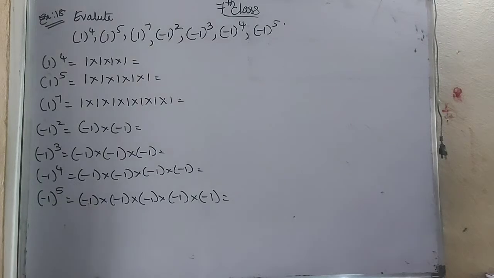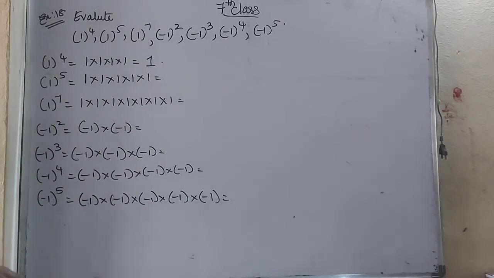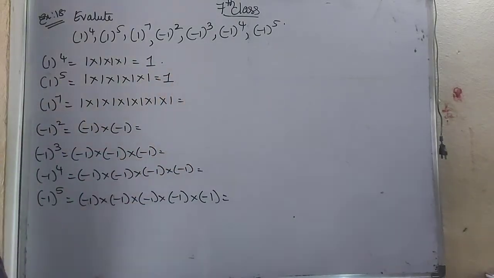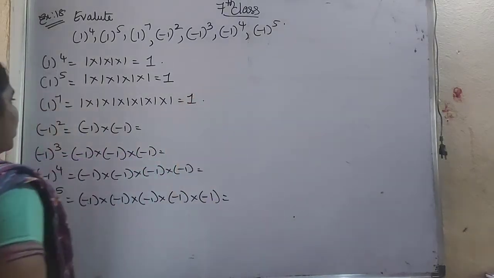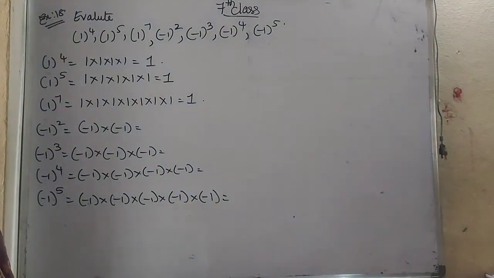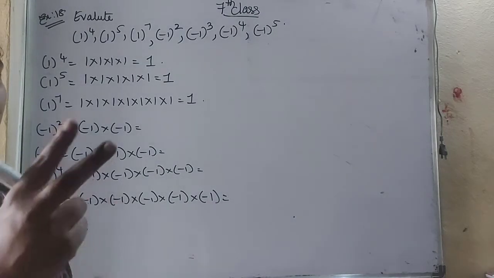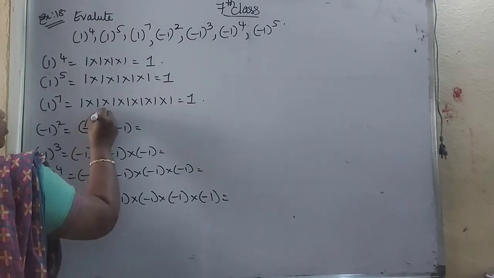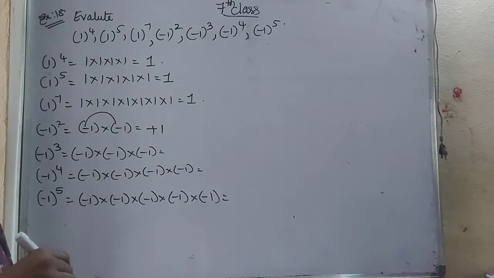Okay, so what will be the result? If you multiply 1 4 times, the result will be 1 itself. If you multiply 1 5 times, the result will be 1 itself. 1 multiplied 7 times will be 1 itself. So see here, minus 1 to the power of 2. How many times are we multiplying minus 1? 2 times. 2 is an even number, so minus into minus will be plus, 1 into 1 will be 1. So the result will be plus 1.